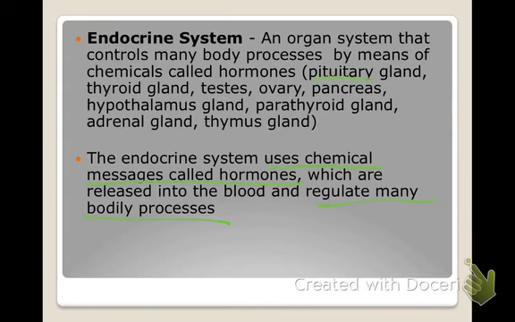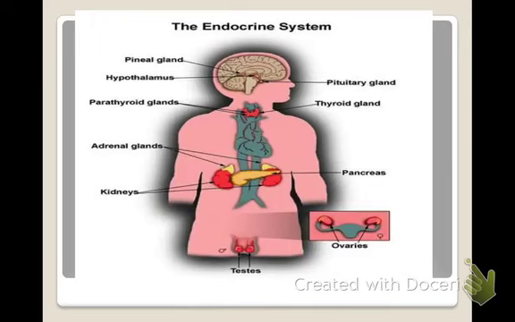And these are the glands. They're all glands: pituitary gland, your thyroid, testes, ovary, your pancreas, your hypothalamus, your parathyroid, adrenal gland, thymus gland. If it says gland on it, it's part of the endocrine system, okay? Here are all those different glands. You can take a look at them.